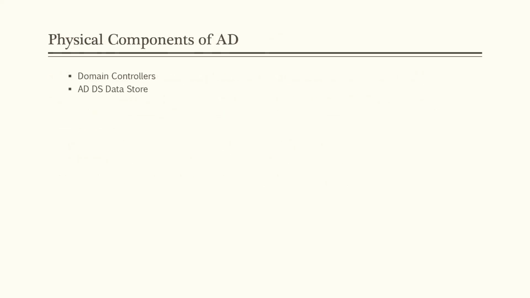So there are two types of components of an Active Directory. There are the physical components and the logical components. We will first start looking at the physical components. In specific, we will look at two of the most important physical components of an Active Directory environment: the domain controllers and the Active Directory data stores.